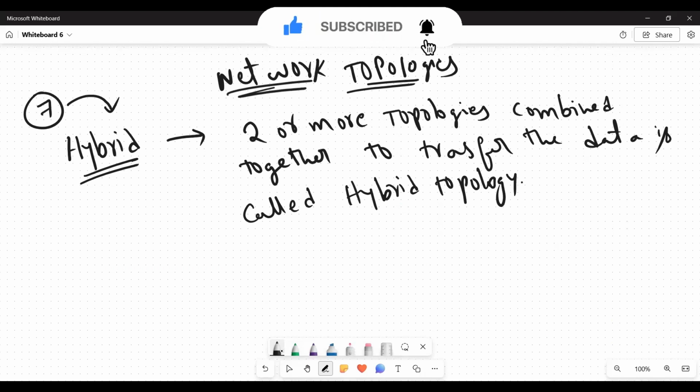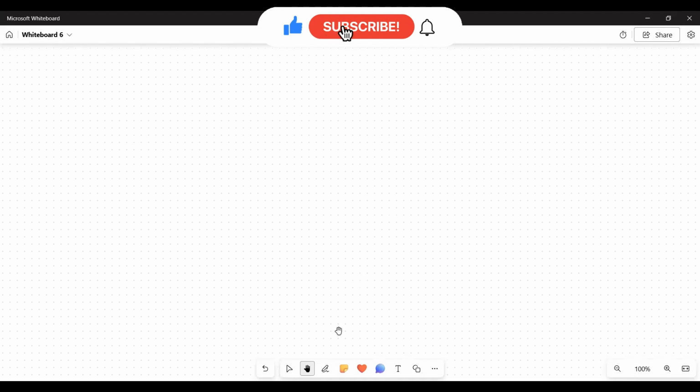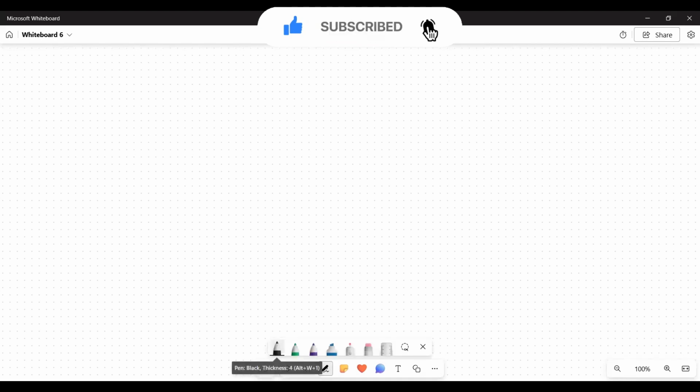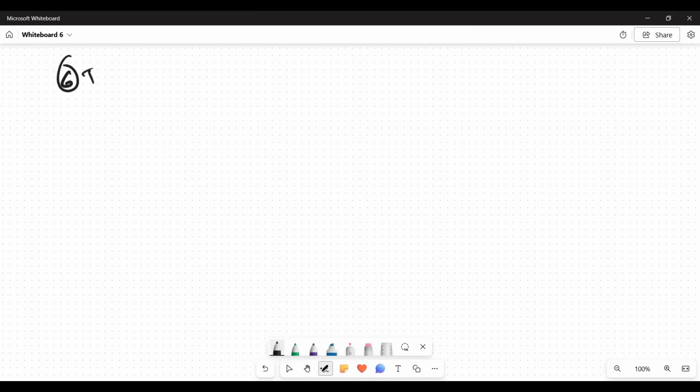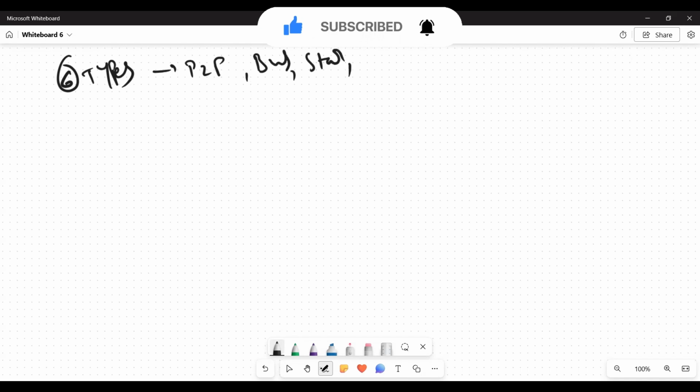So the definition itself says two or more topologies. We have learnt six types of topologies, which are P2P, bus, star, mesh, tree, and ring. These types of topologies we have learned till now.